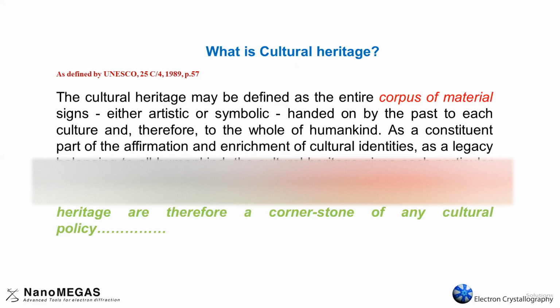Though most of the audience, as far as I know, are from cultural heritage science, for the people who are not from this branch of science, I took the definition of cultural heritage as defined by UNESCO. As you can see, cultural heritage encompasses several categories of heritage. It could be paintings, it could be monuments, or even performing arts, or it could be natural heritage as well. And the preservation and presentation of cultural heritage are a cornerstone of any cultural policy. So to preserve or present any cultural heritage, one must know how to characterize it properly.